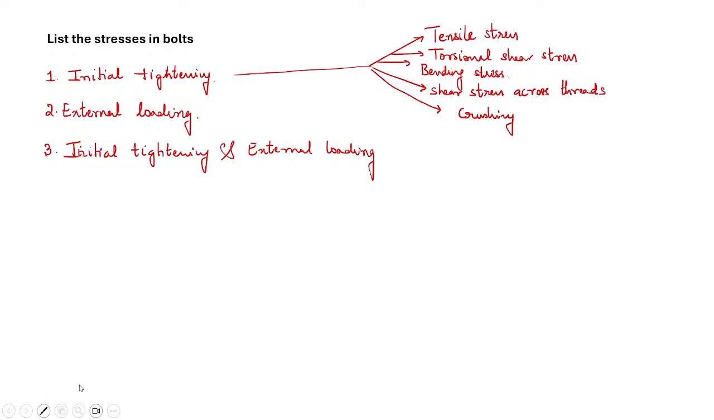Now, in case of external loading, the threads will be subjected to tensile stress, direct shear, and next would be a combination of tension and shear. So both together. These are the stresses induced in the bolts under the different loading conditions.